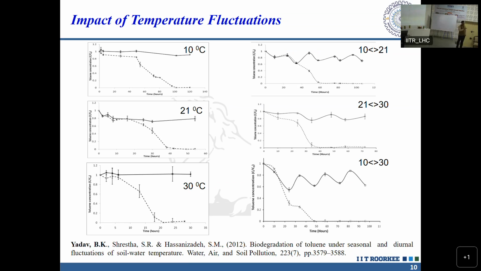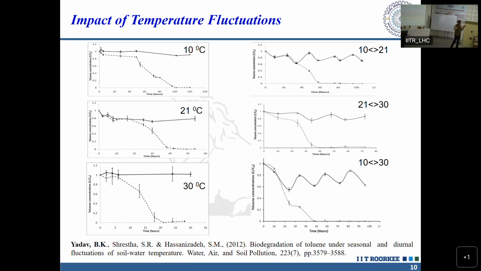What we concluded from this fluctuating temperature is, if we provide a lot of temperature variations to these bacteria, these microorganisms don't like such pressure. The temperature stress is going to be more. So if we can keep the temperature of the polluted site somehow at a constant rate, then the rate of bioremediation is going to be a little more effective.